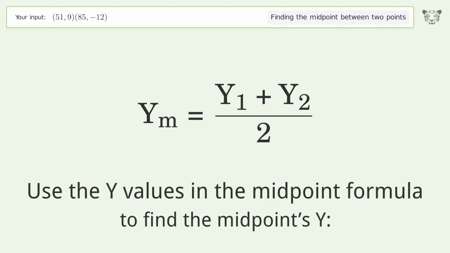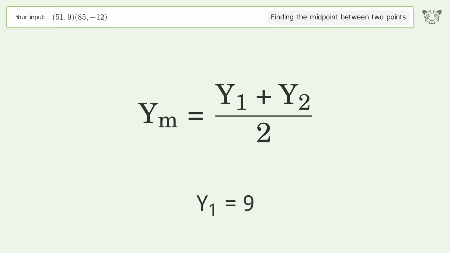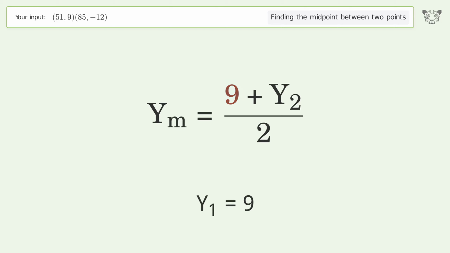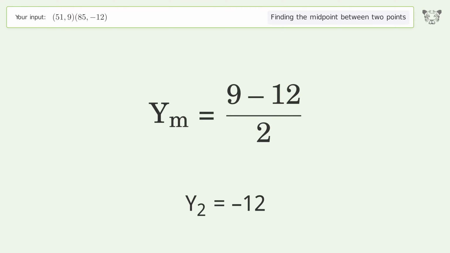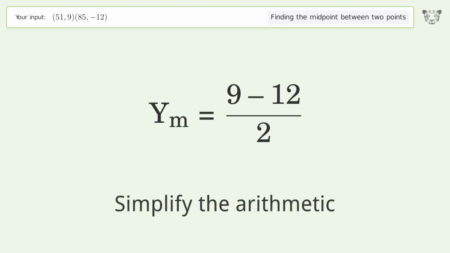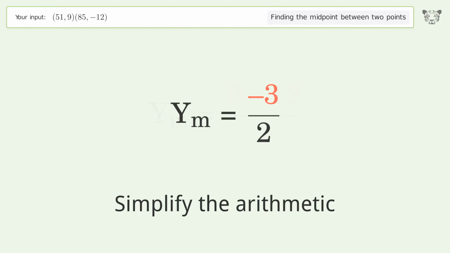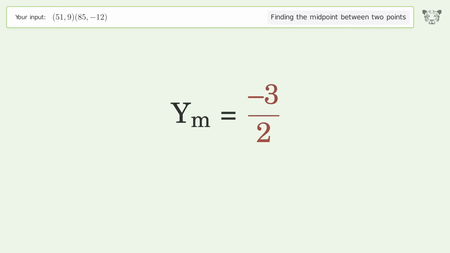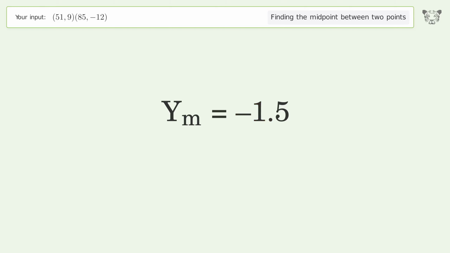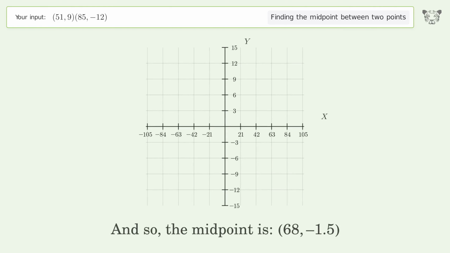Use the y values in the midpoint formula to find the midpoint's y. y1 equals 9. y2 equals negative 12. Simplify the arithmetic. And so, the midpoint is 68, negative 1.5.